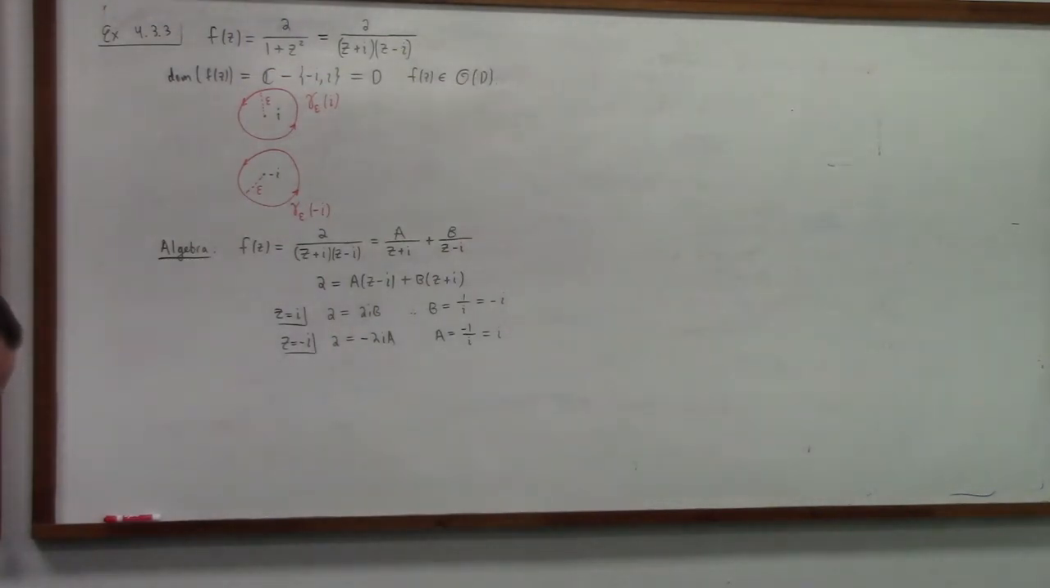Huh. So the partial fractions in my notes is bogus. I say f of z is equal to 1 over z plus i plus 1 over z minus i. That just is not the case, you know?